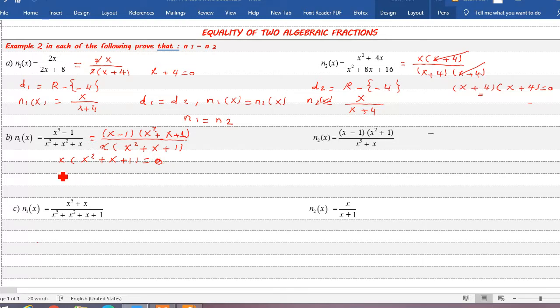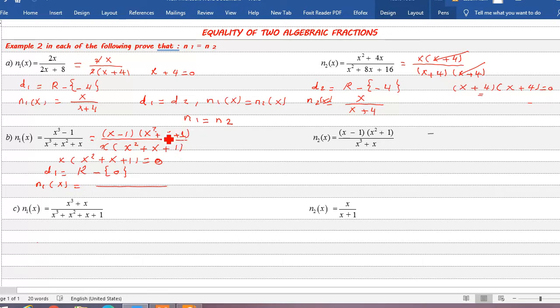What is the number that makes x equal 0? x power 2 plus x plus 1 equals what? Does not exist. The number that makes this expression equal 0 does not exist, so the domain D1 equals R minus the difference of 0. Reducing to the simplest form, N1 of x equals what?